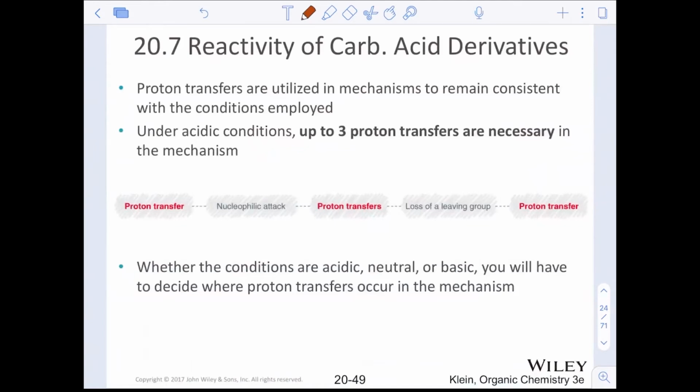All right, proton transfers can occur in these reactions, primarily when we talk about the less reactive carboxylic acid derivatives. And so we'll start with basic conditions, but once we start moving into the esters and the amides, we'll start to see that proton transfers might be peppered in. Now, up to 3 proton transfers may be necessary in our mechanism. So whether the conditions are acidic, neutral, or basic, you will have to decide whether the proton transfer happens first or not. So let's talk about reactions of acyl chlorides.